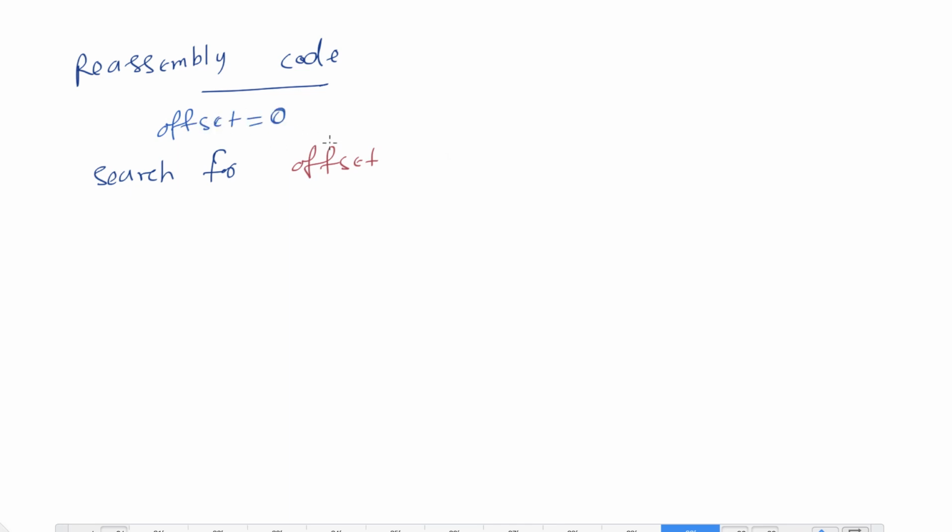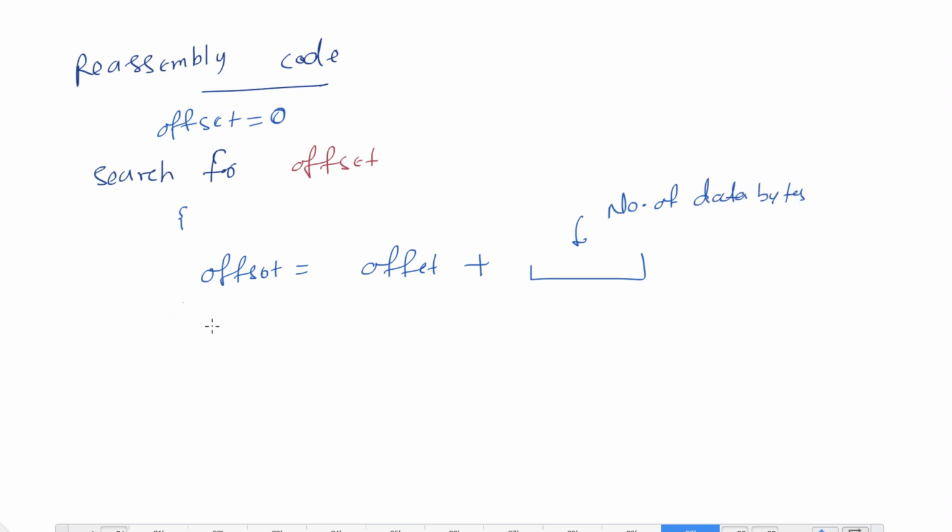Search for the packet which is having the offset. Once it finds this offset, it updates the offset and now searches for the offset plus the number of data bytes in that packet, right? And the searching will get stopped whenever it repeats till MF is 0, which means till it finds the last packet.